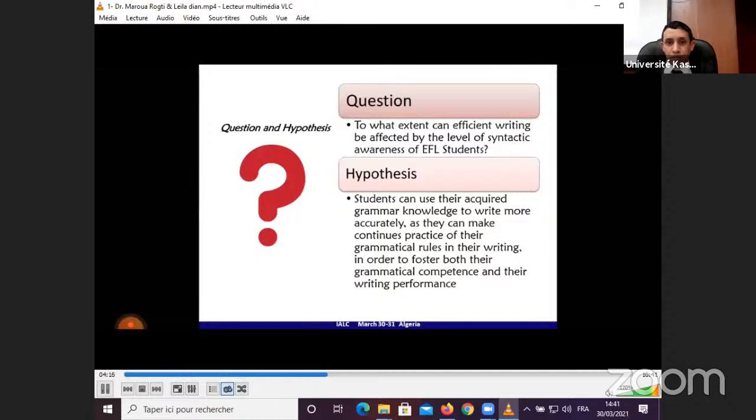Besides, the hypothesis on which the study is based runs as follows. Students can use the grammatical aspects they acquire in previous contexts in their writing, as they can make continuous practice and efforts for applying grammatical rules in their writings. And this can be in order to be competent in grammar use on the one hand, and to make good and relevant writing performance on the other hand.